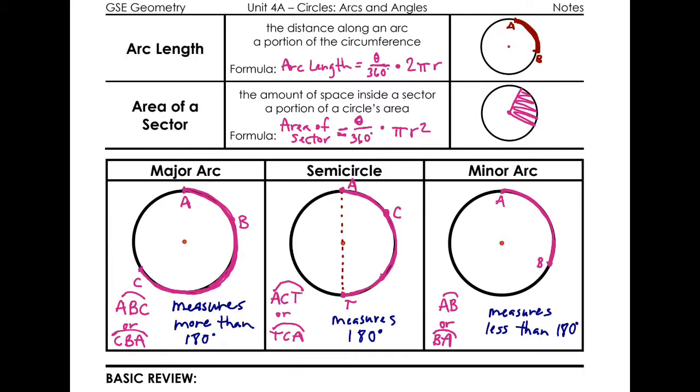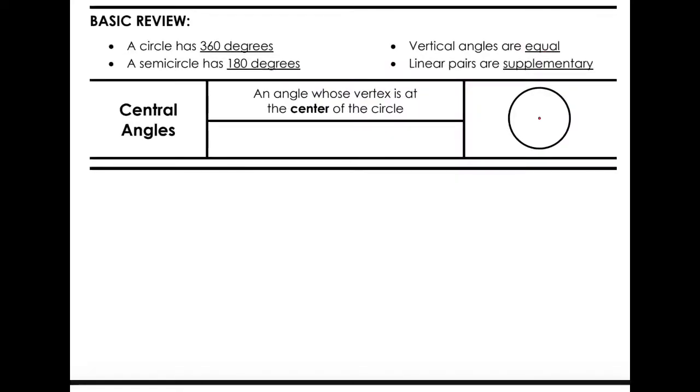All right, we're almost there. So the last little section there is just a reminder about a few things. Remember, a circle has 360 degrees. A semicircle is half of that, which is 180. Don't forget about vertical angles because we are going to use them here in this unit. And then do not forget about linear pairs.